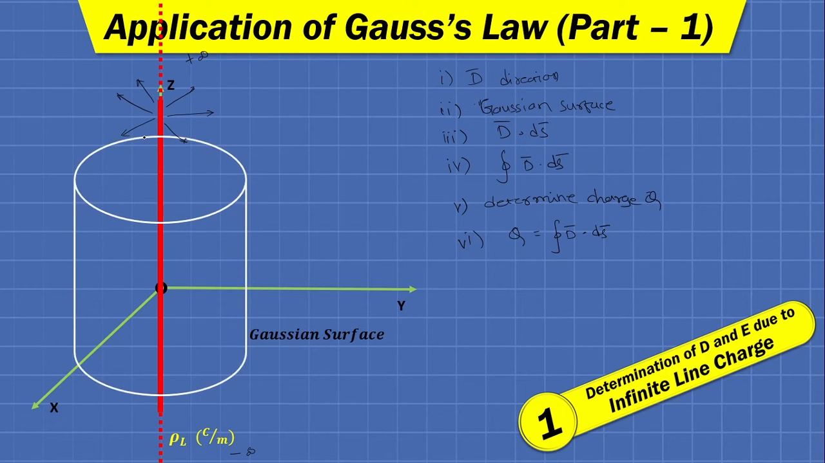I have taken a cylinder as a Gaussian surface which has a radius r and height L, or we can also say the length. So this is our Gaussian surface. Now if we are taking anything as a Gaussian surface, then we must verify that this surface satisfies all three conditions of being a Gaussian surface. So let us verify.